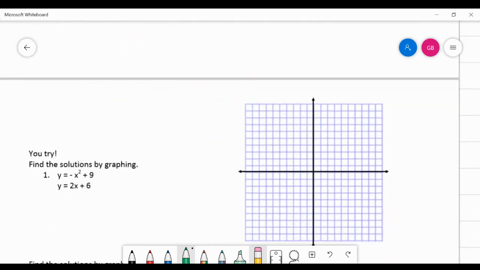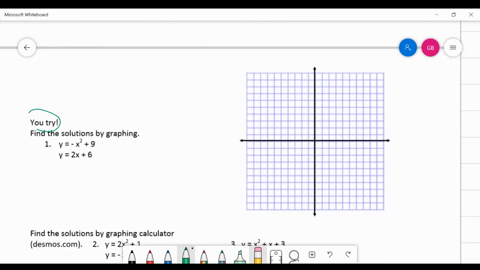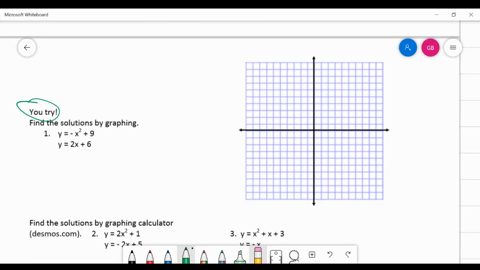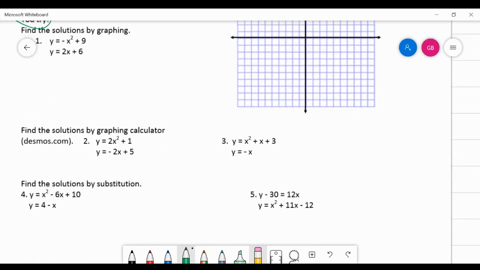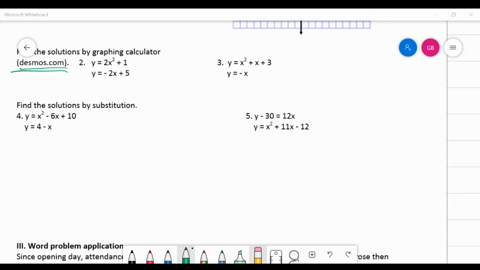All right. So I'm going to let you try that one. This is similar to the one we just did. And you see how here you could use decimals. So you could solve these two using decimals.